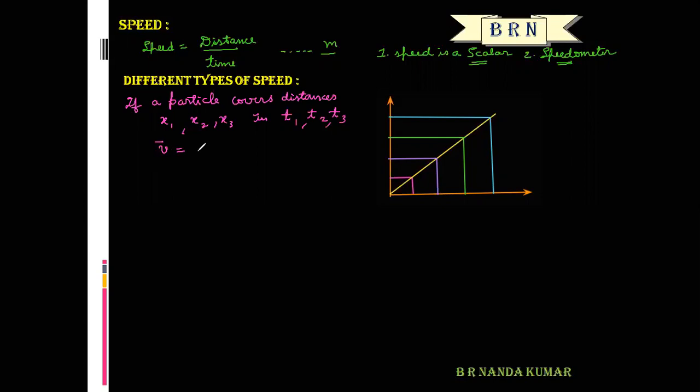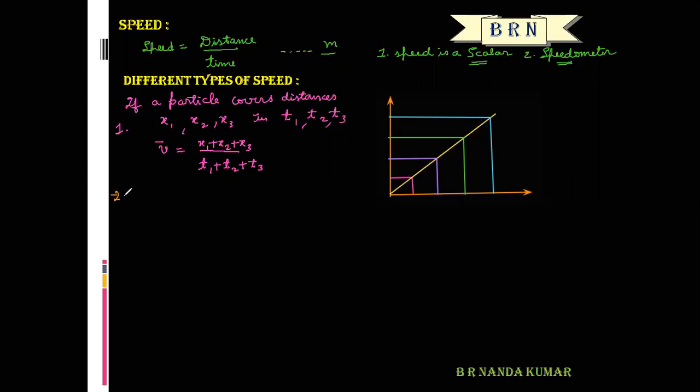Average speed is the ratio of the total distance traveled by the particle divided by the total time taken. Here the total distance traveled by the particle is x1 plus x2 plus x3, and the total time taken is t1 plus t2 plus t3. So total distance traveled divided by total time taken is the average speed.